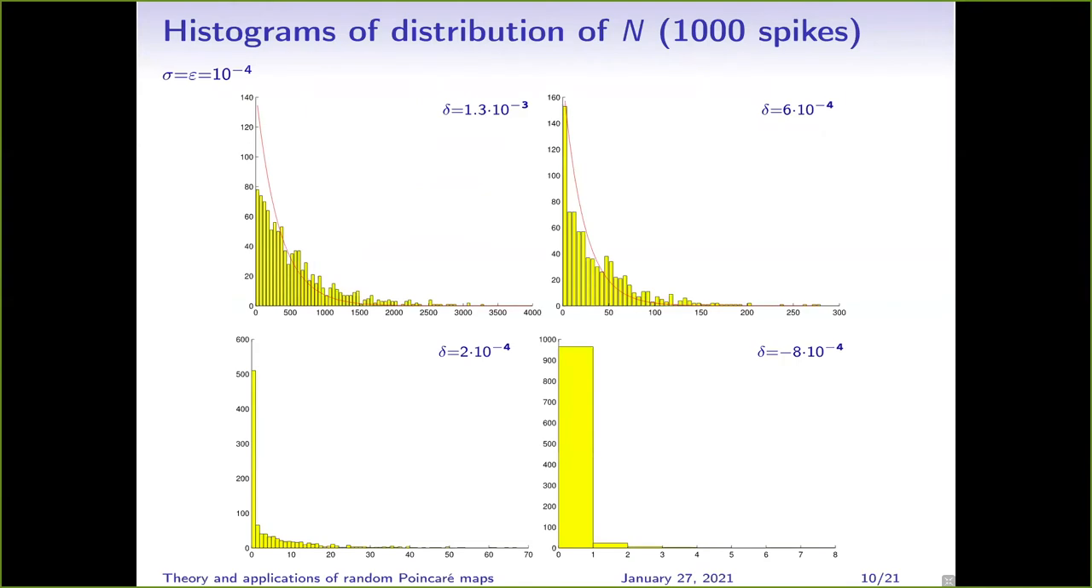So here are some histograms of distributions of this number of small oscillations. What we have done is that noise and timescale separations are fixed, and we gradually decrease the bifurcation parameters. So we come closer and closer to the bifurcation. Actually, in the last case, we are on the other side of the bifurcation point. In each case, we had like 1,000 spikes, and between spikes, there can be a lot of small oscillations. And you can see the geometric decay over several orders of magnitude.